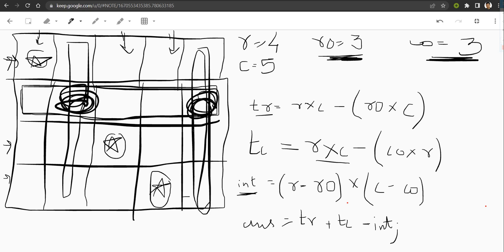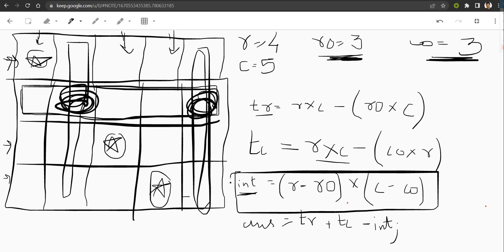And how are we going to find this? If you subtract RO from R, RO meaning these three rows, then we'll get this row. And after that, we'll multiply it by C minus CO. C means total columns minus CO, columns having available strawberries. If we multiply both of these, we'll get the intersection. And finally, we have to add these two and subtract the intersection in our answer. This is the answer: TR plus TC minus int, meaning total row plus total column minus intersection.